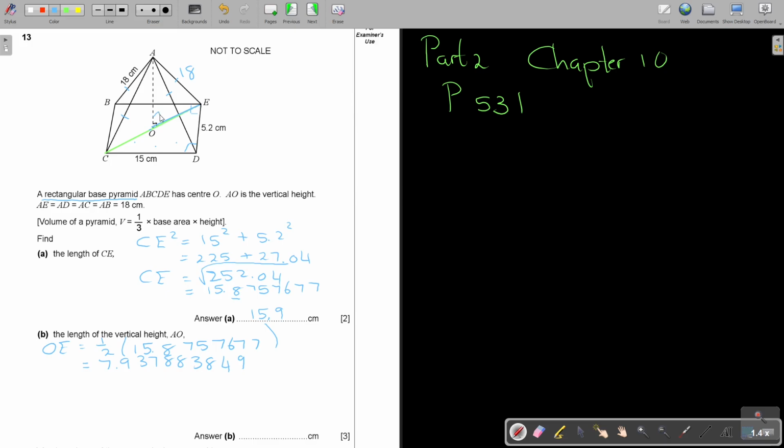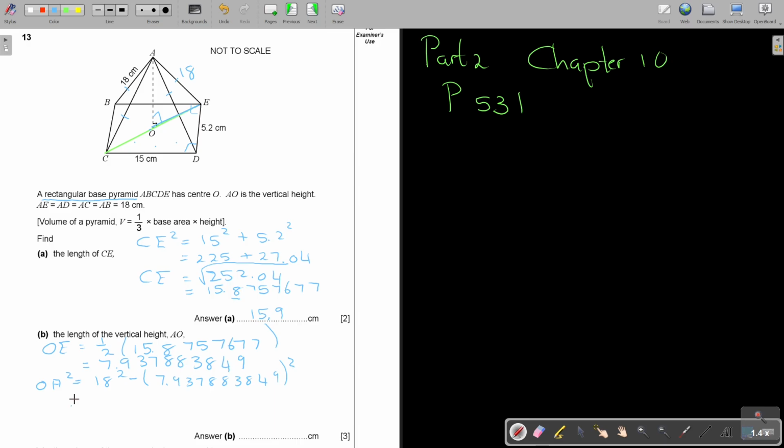Now I can go and find OA. Don't forget that this one is also 18. There is your 90. Do you see that? So basically, I'm looking for OA squared. Again, Pythagoras. I'm taking the long one, the 18 squared, the one over the 90, and I subtract 7.9378834849. And don't forget to square that.